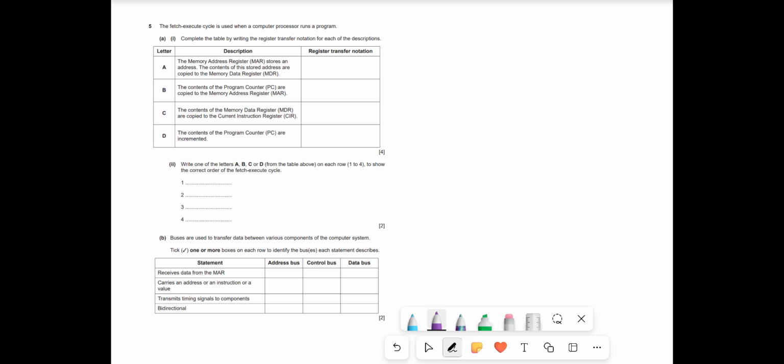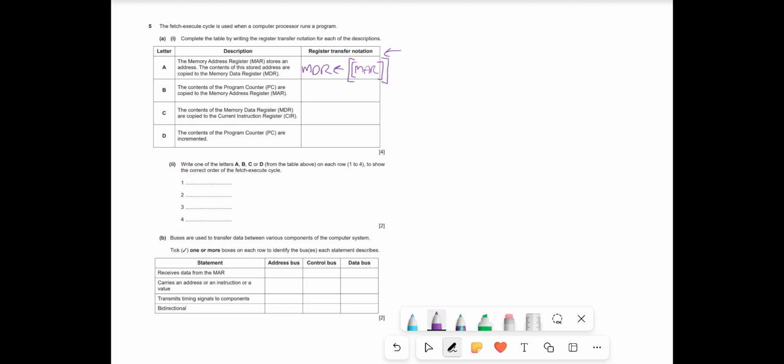Okay, so this is similar to the previous question we looked at. We actually need to draw out the register transfer notation ourselves. So, the memory address register stores an address. The contents of this stored address are copied to the MDR. Cool. So the MDR is the receiver, and it's going to get data from the MAR. Now we know that the MAR has the address data, and it then has to go to the RAM to fetch the data instructions.